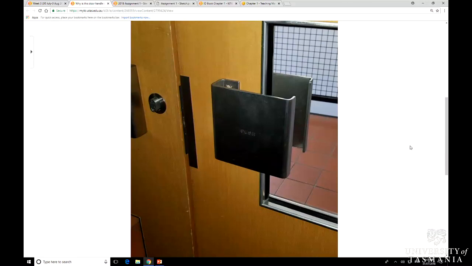Can everyone see that this is a photo that I took this morning of a door in Centenary Building that we push to open? At least some focus. Yeah, that's because it's one of my photos. So this is an example of bad affordance. Can anyone tell me why you think that might be the case?